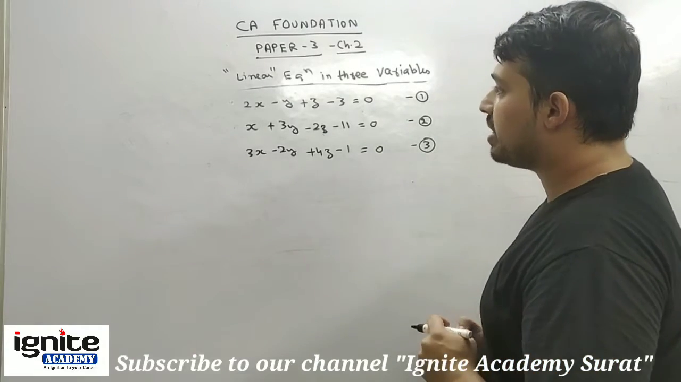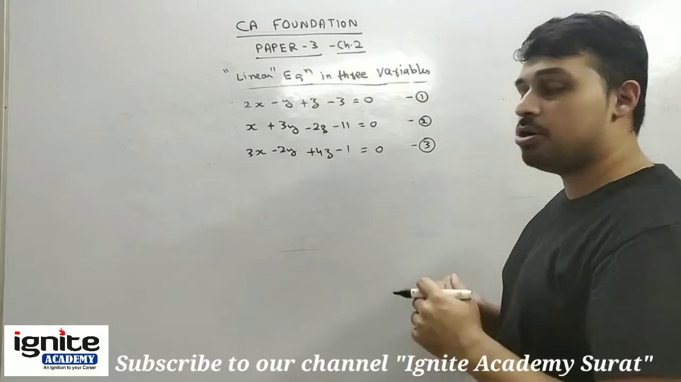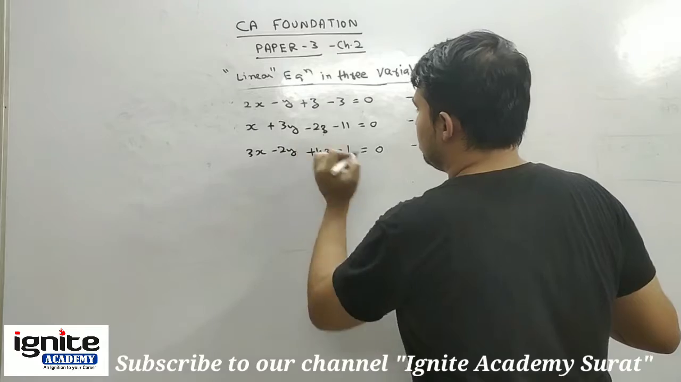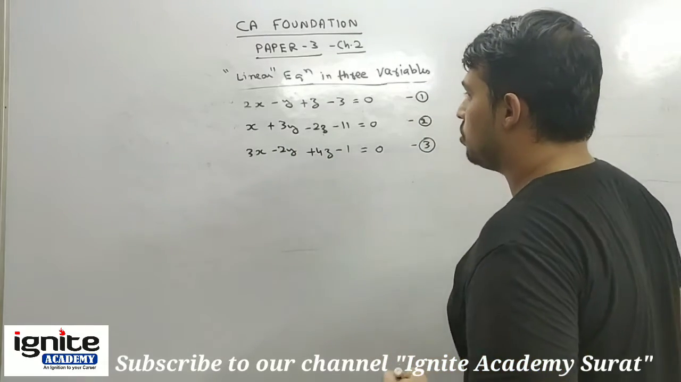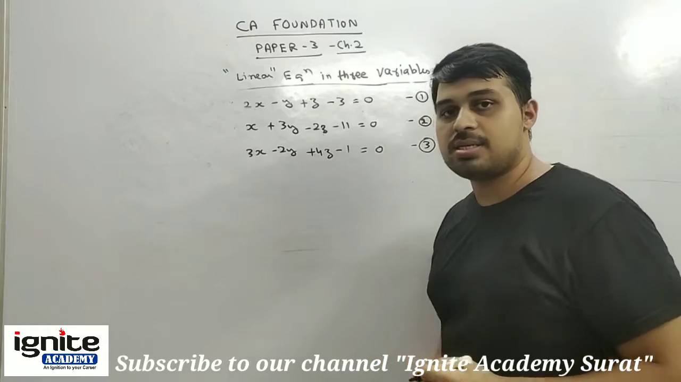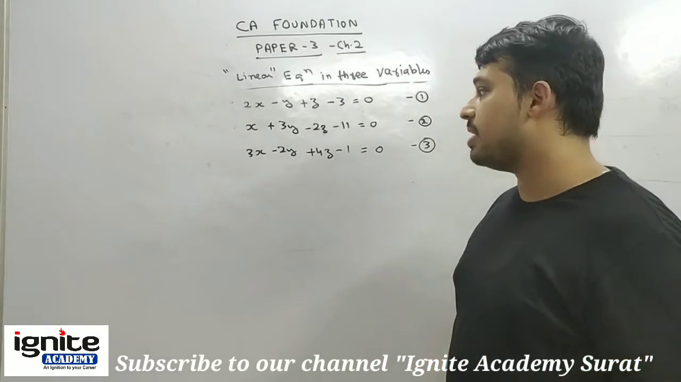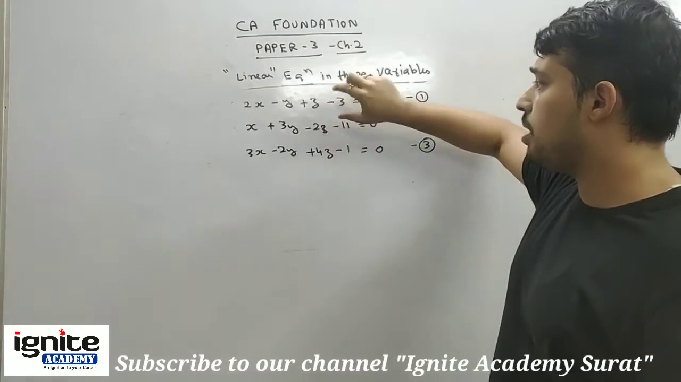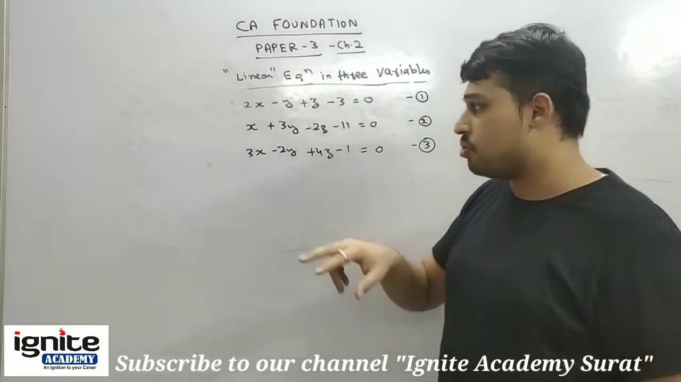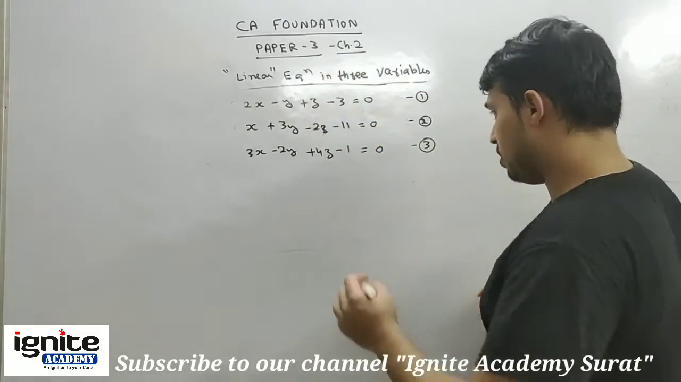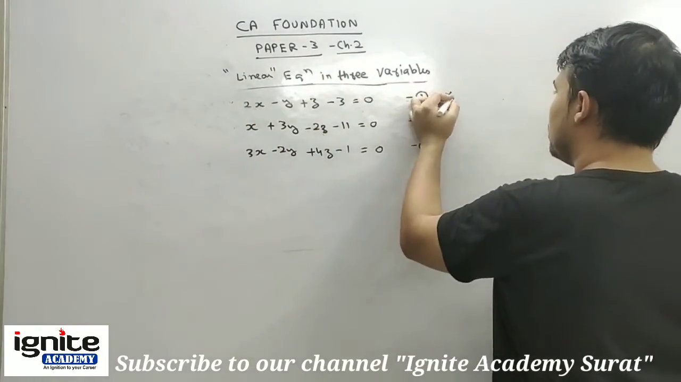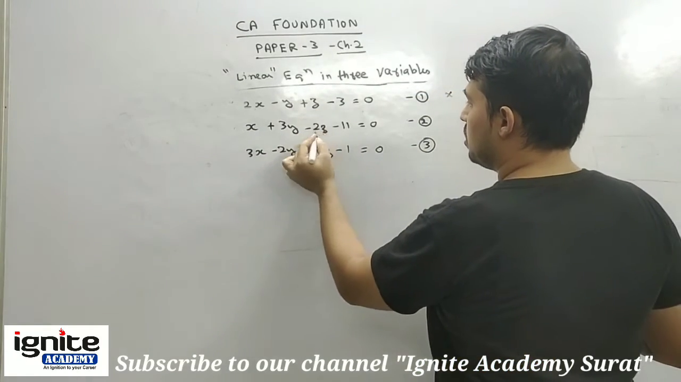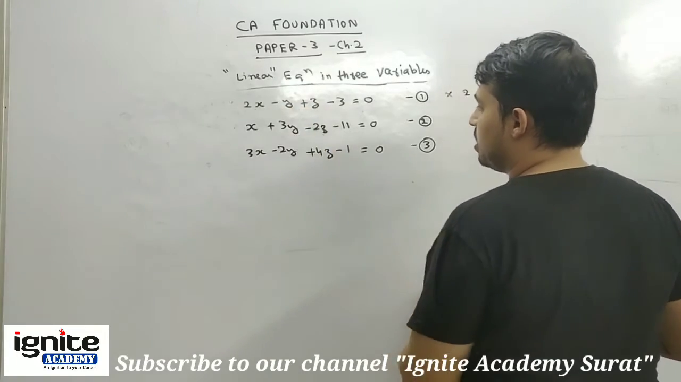Now we have to target a particular variable which we wish to eliminate. So I am eliminating, or targeting, variable z. To eliminate variable z, I will be using the same logic we discussed in the previous lecture. In the last lecture, linear equations for two variables, we saw that if you wish to eliminate a particular variable, you should make its coefficient equal. So we will be multiplying equation number 1 by 2, because here the coefficient of z is 2 and here the coefficient of z is 1.